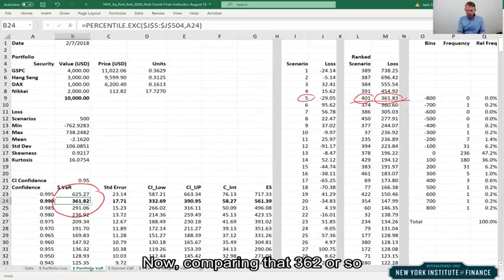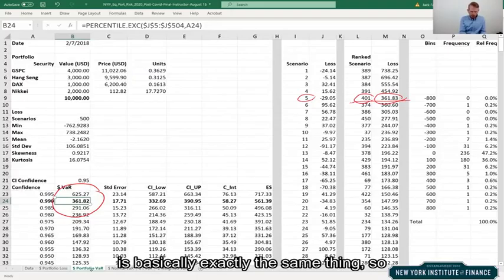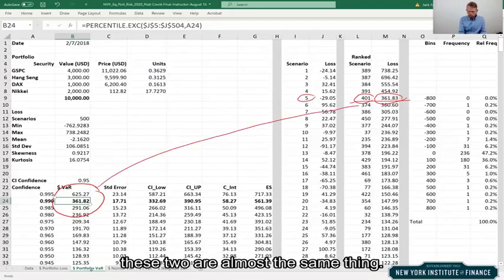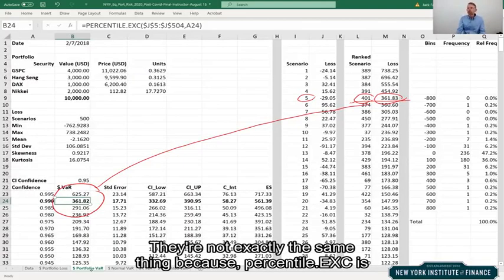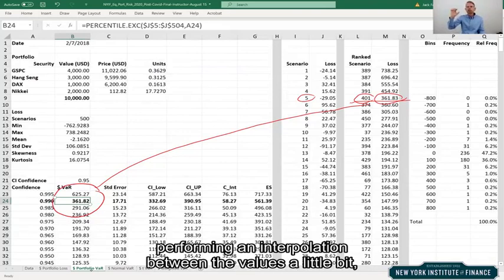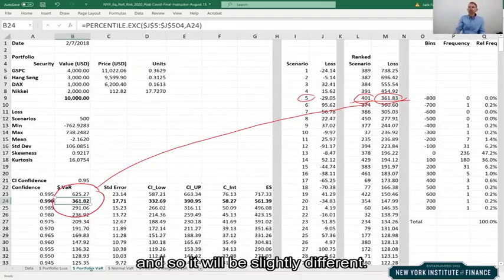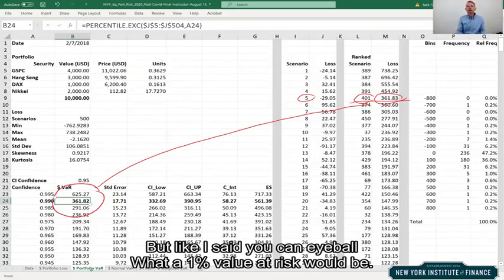Now, comparing that 362 or so is basically exactly the same thing. So these two are almost the same thing. They're not exactly the same thing because percentile.exe is performing an interpolation between the values a little bit, and so it'll be slightly different. But like I said, you can eyeball what a 1% value at risk would be.